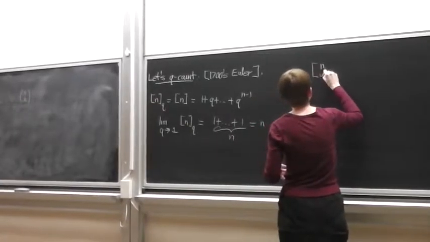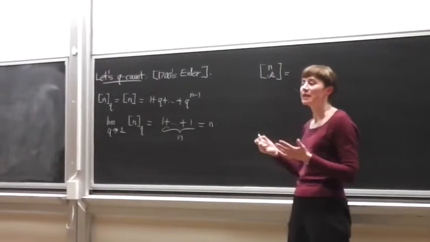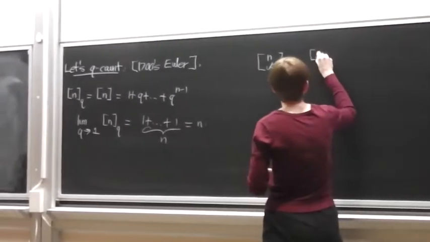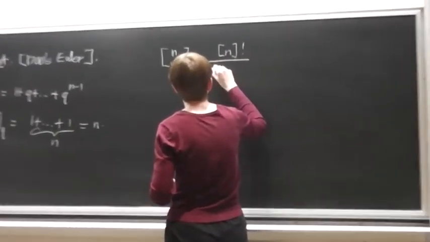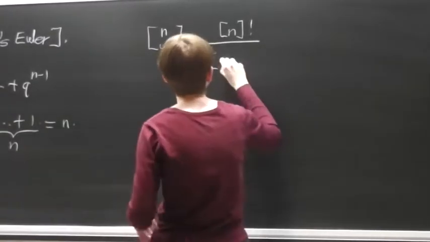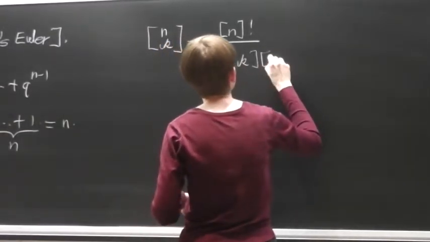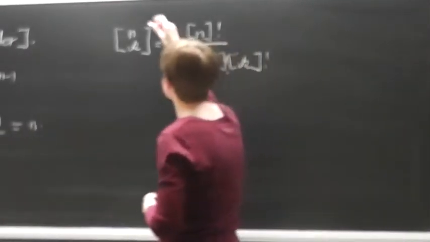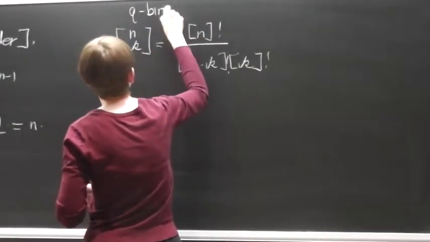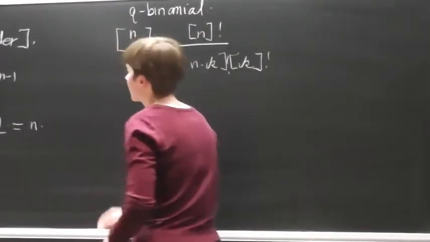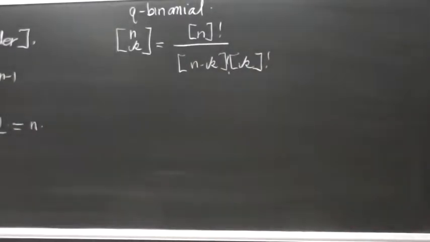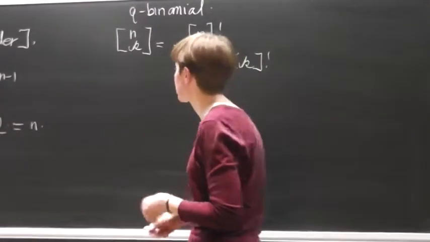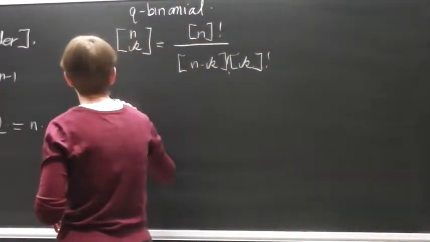Okay, q-analogue. Now let's be very naive and define the q-analogue of the binomial coefficient this way. It's not clear it's a polynomial, but it is. So this is the q-binomial. What you would like to have is a nice combinatorial way to get at these q-analogues, so combinatorial interpretations.